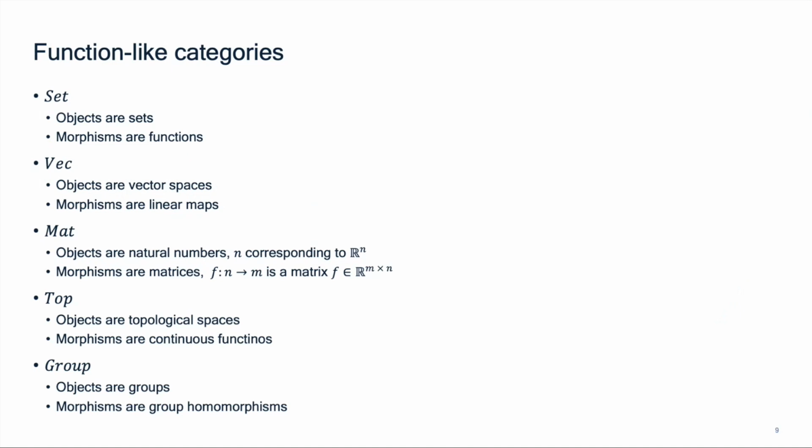So there's a lot of kinds of categories that we can discuss, and a couple we've already seen. So we have seen the category of sets. Its objects are sets, and its morphisms are functions between sets. We can think of the category of vector spaces, whose objects are vector spaces, and morphisms are linear maps. We can think of a category of matrices, whose objects are natural numbers, and whose morphisms are matrices of that shape. So a morphism of n to m would be just a matrix from n to m dimensions. We can think of topological spaces and continuous functions.